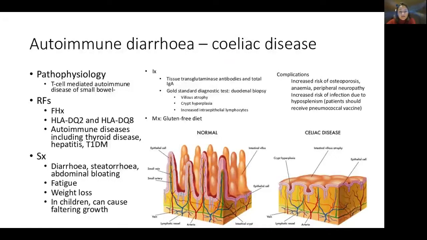It is easy enough to manage, you have to have a gluten-free diet. Obviously, patients have to stick to it, which isn't necessarily straightforward. Complications of celiac disease would be osteoporosis, anemia, peripheral neuropathy, and they have a functional hyposplenism, so they should receive the pneumococcal vaccine as they're at increased risk of infection.